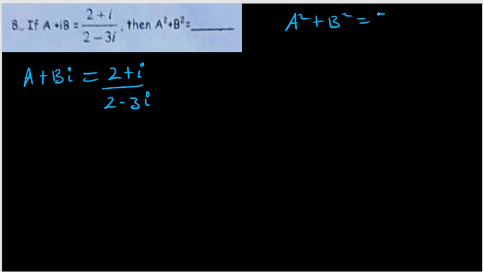The first question: given that a plus bi, a complex number, is equal to (2 plus i) over (2 minus 3i), find a square plus b square. This is what we need. There are two complex numbers here, left hand and right hand side. They are equal. So what to do?